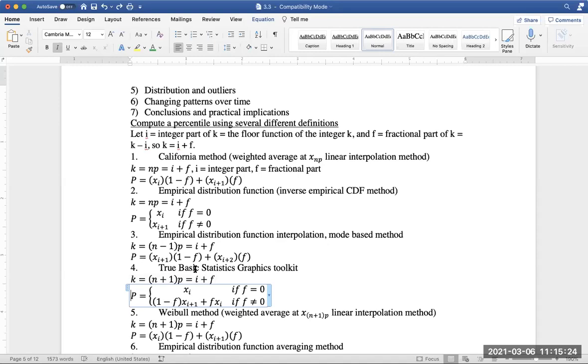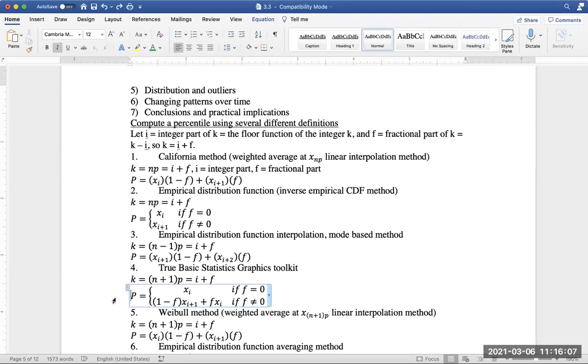So notice that it is sort of backwards from everyone else. For everyone else, they have I plus 1. And so the lower number has 1 minus F, and the next number has F. Here it's the opposite way around. Here, the lower number has 1 minus F and the higher number has F. Again, here it's backwards. So everyone else has it done in the proper way. Microsoft has it done strangely backwards.